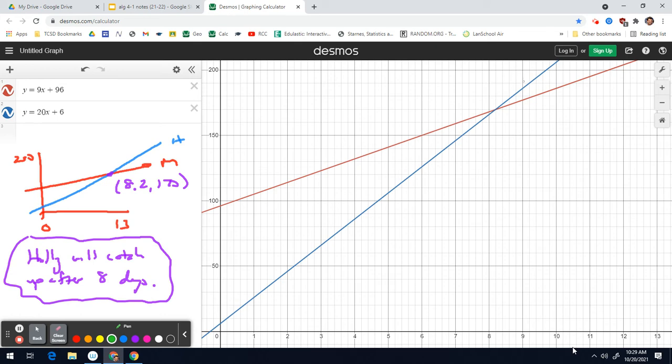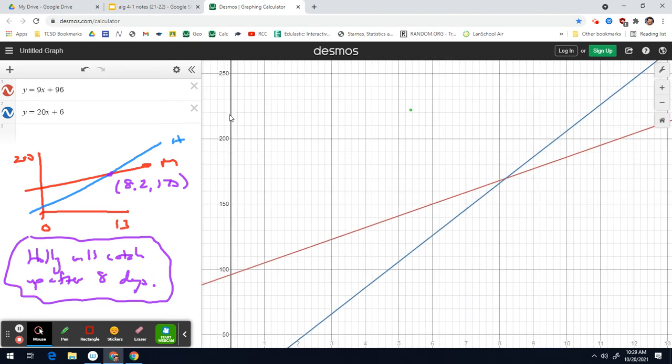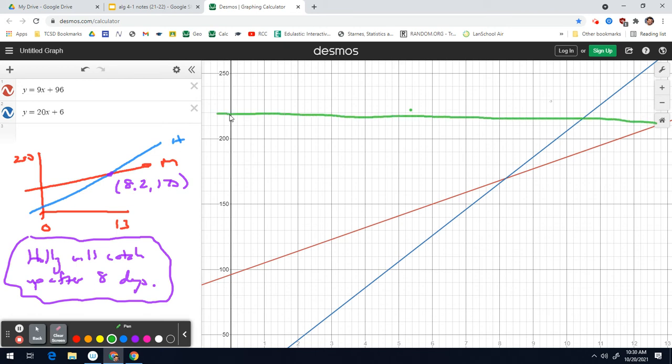So what that means is, because Holly's graph is above Monisha's here, when it reaches 220, and I can show you that by dragging, hold on just a second. When it reaches 220, which is right along this line here, notice that 220 is going to hit Holly's graph first. So Holly will finish first.